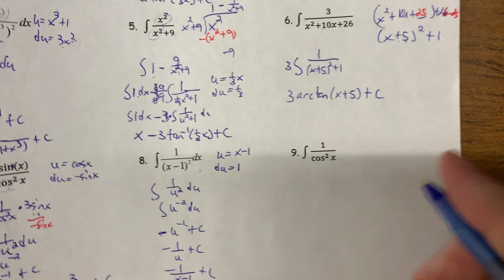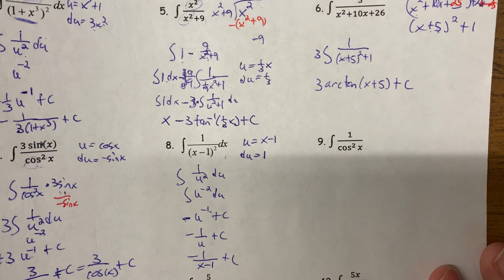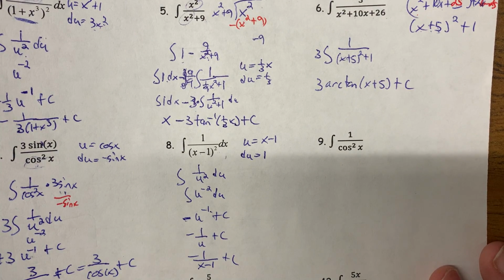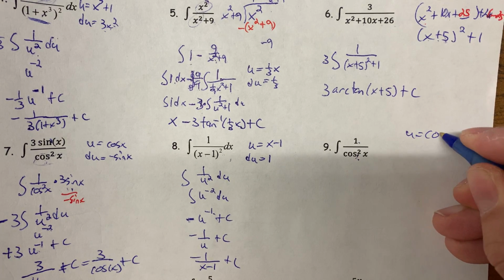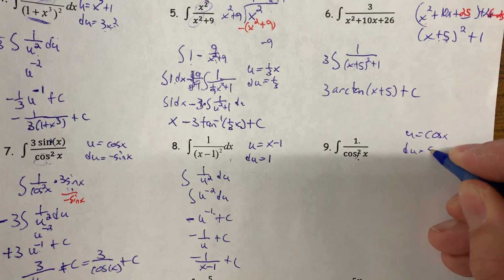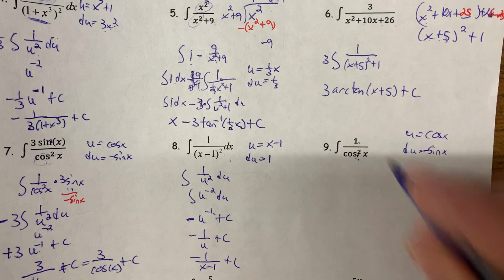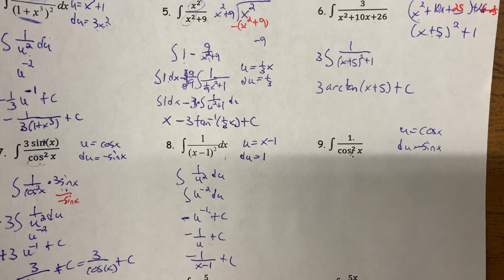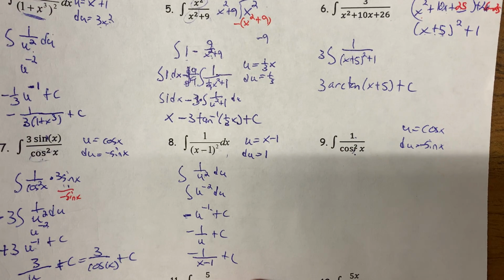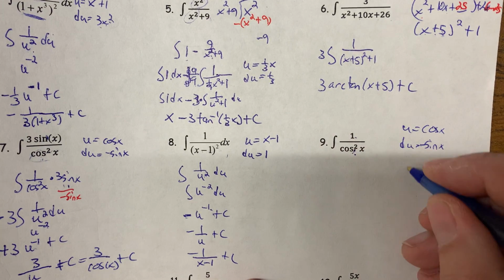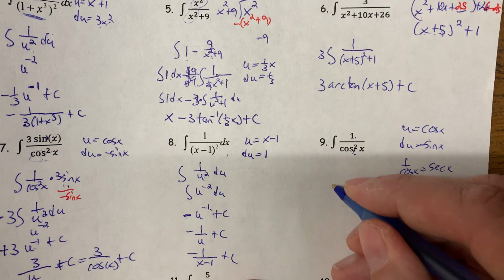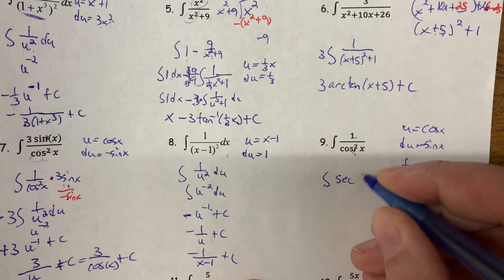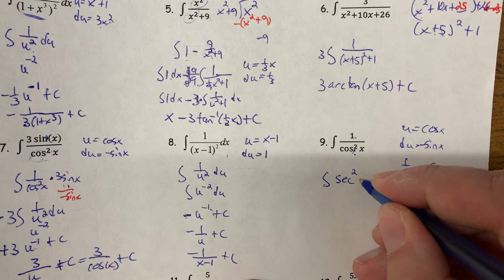Okay, guys, 1 over cosine squared. My first thought is the derivative of this in the numerator, so if u is cosine of x, the derivative would be negative sine of x, but there's no sine of x in the numerator. So this actually is not one of the techniques we've been talking about today. Instead, this is one of the trig ones we should already know. Let's rewrite this. 1 over cosine of x is secant of x. And so this is the integral of secant squared of x.